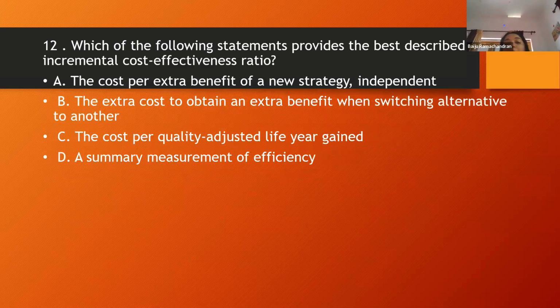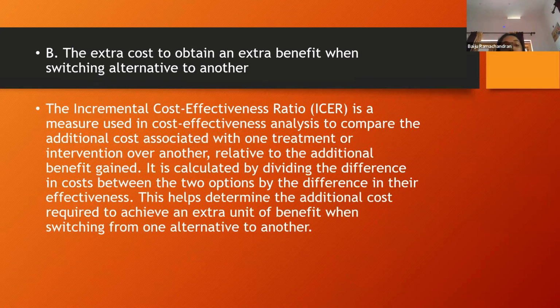Now, which of the following statements best describes the incremental cost effectiveness ratio? It is the extra cost for an extra benefit. So option B will be the answer: the extra cost obtained for an extra benefit by switching to an alternative, or switching from one hospital to another. So the extra cost that we are paying to get an extra benefit. We are not simply paying the cost; we are paying the cost and we are getting that benefit. So that is what is meant by incremental cost effectiveness ratio.